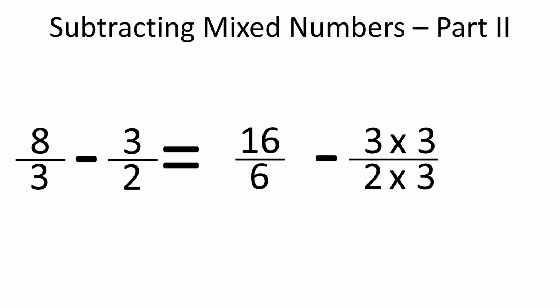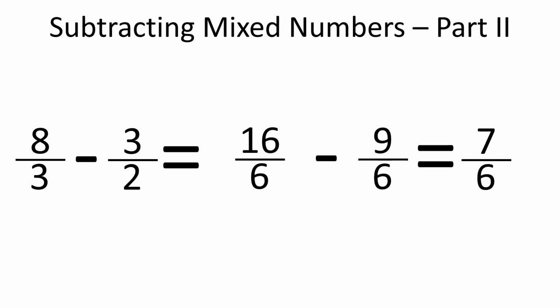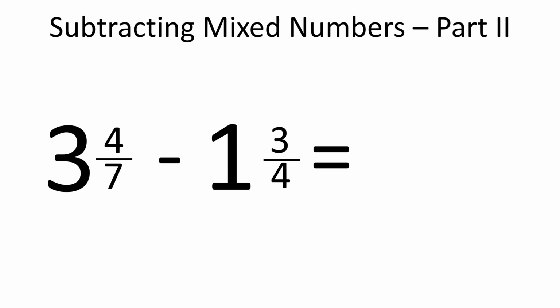To convert 3 over 2 to an equivalent fraction with 6 in the denominator, we have to multiply both denominator and numerator by 3. So 3 over 2 becomes 9 over 6. Now we can subtract the numerators. So 16 minus 9 is 7. So we have 7 over 6, which is an improper fraction, or 1 and 1 over 6 in its simplest form. Now it's time for practice.